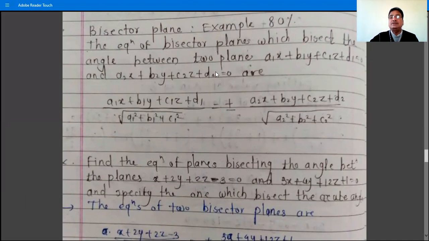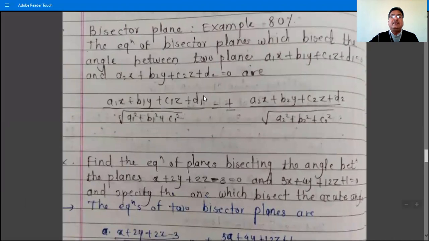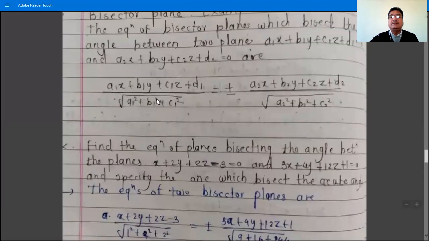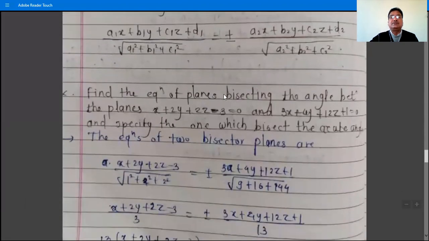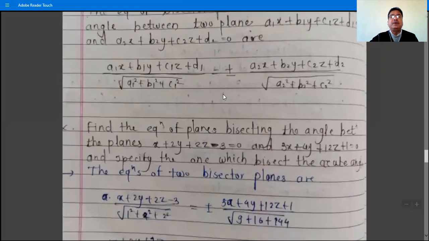When two planes intersect, we have two angles, an acute angle and an obtuse angle. One of the two planes bisects the acute angle, and the other bisects the obtuse angle. So there are two bisector planes that divide the angle between two planes into equal parts. Take the plus sign and minus sign, and we have the two planes which bisect the acute angle and obtuse angle between the intersection of two planes.